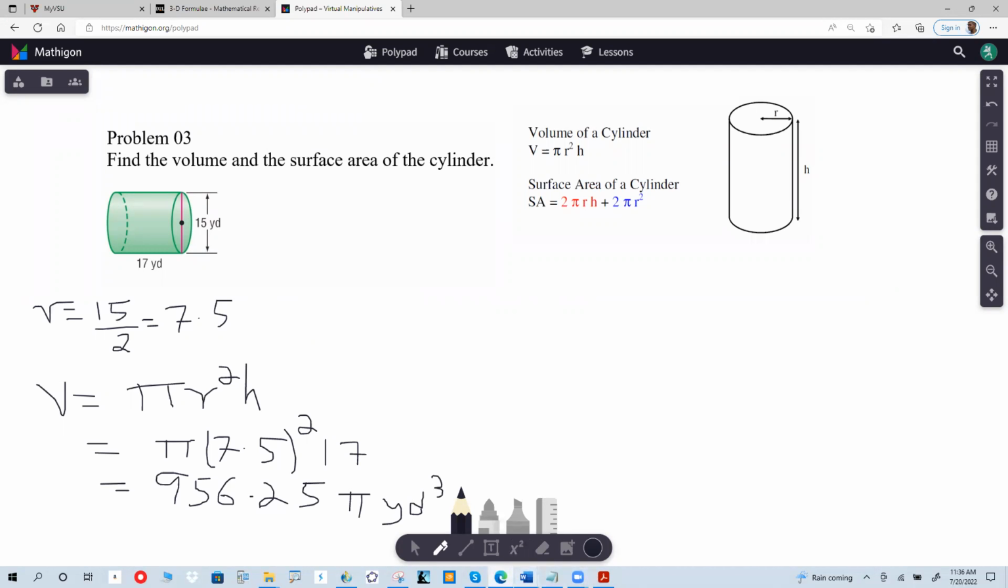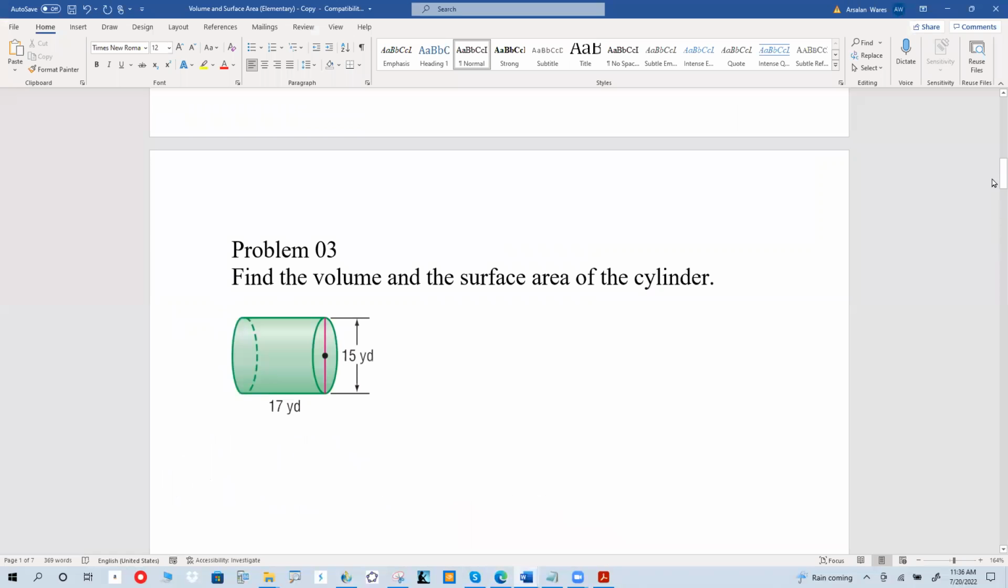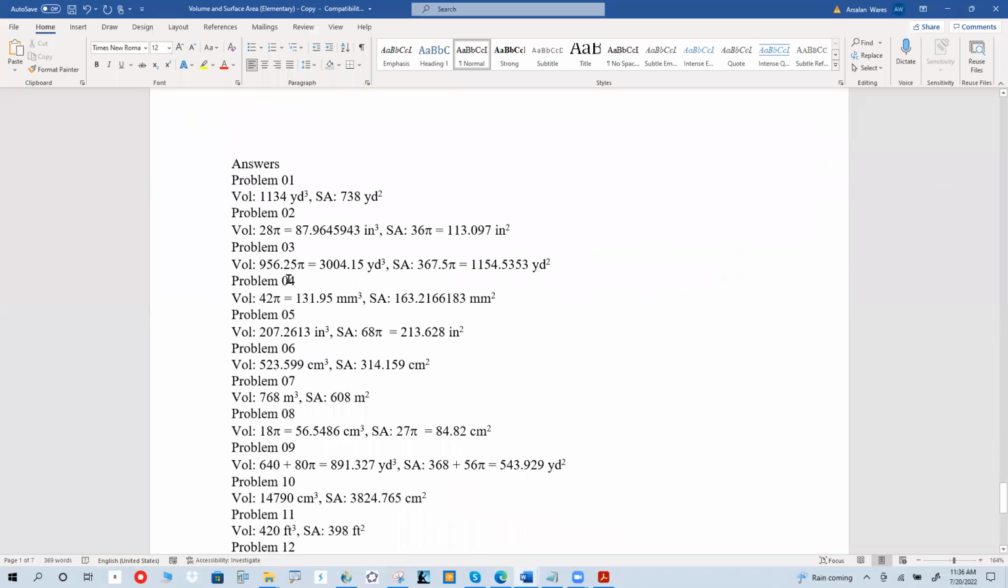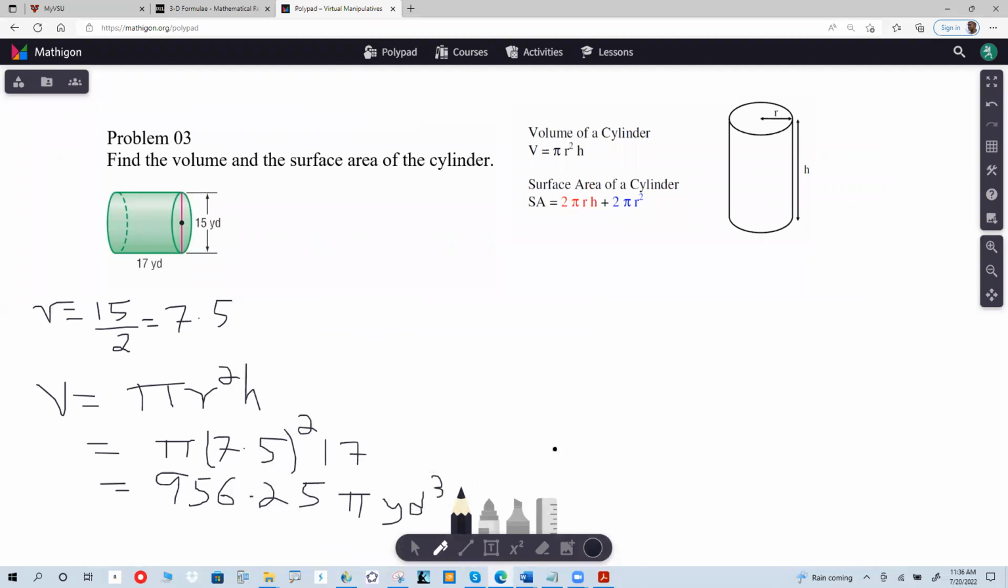Now, I am going to check my answer. Okay. Number 3. That sounds about right. I'm going to check my surface area also. So I'm going to do my surface area in green, and my surface area has a different formula. And just to let you know, guys, this red piece gives you the area of the wall. And clearly 2 pi r square is the area of the circles.